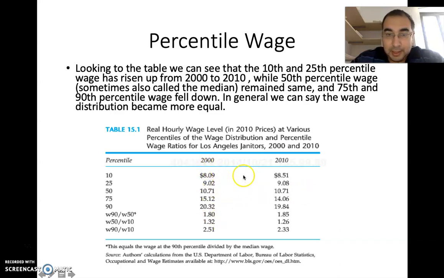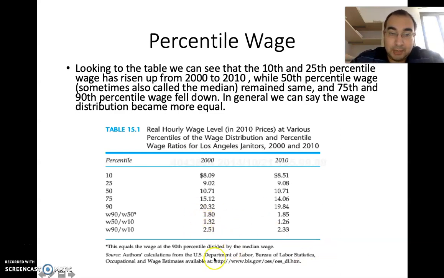Here you can see how the wage rates change for different groups. The 75th percentile wage, for example, has decreased. The 90th percentile wage has decreased. The other percentile wages, I mean, the 50th has remained the same, and the bottom wages have increased. Remember, this is one profession only.